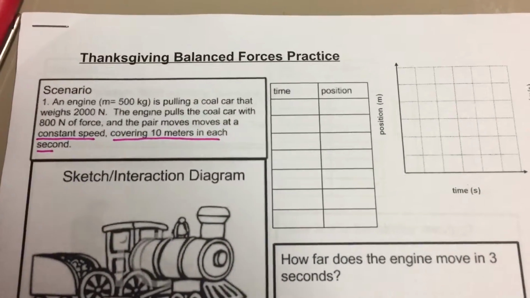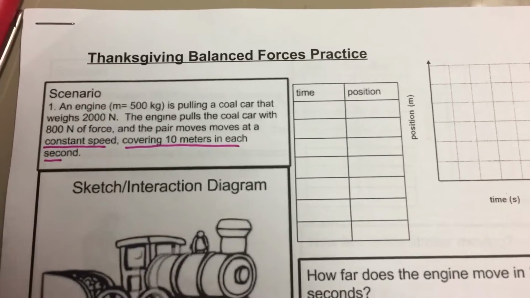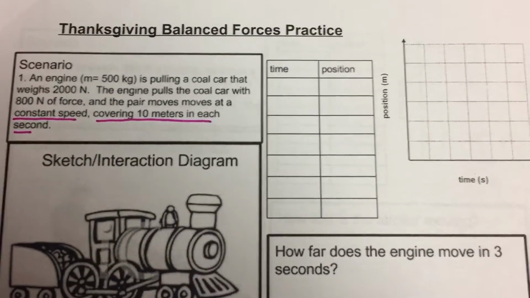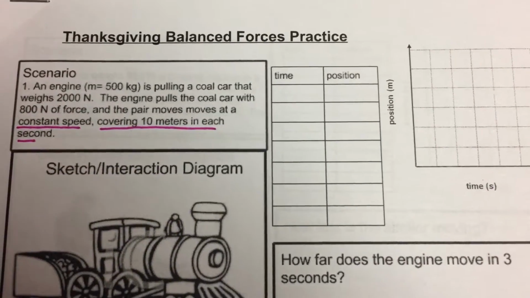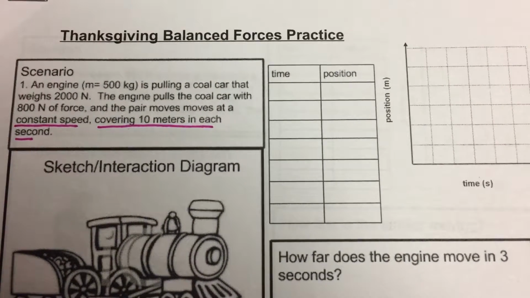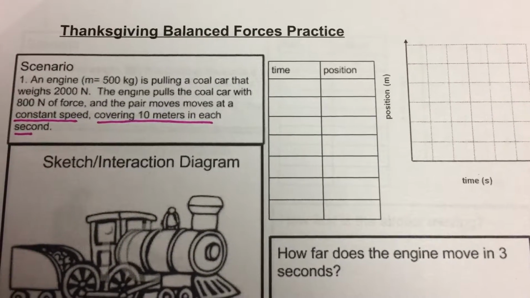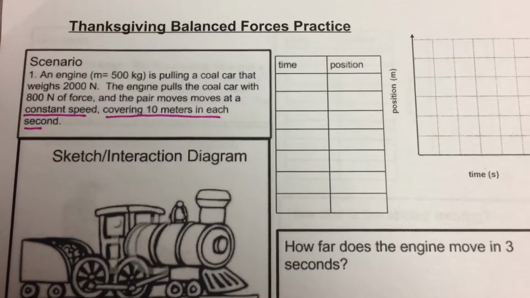We are going to look at the Thanksgiving balance forces practice. Number 1, an engine with a mass of 500 kilograms is pulling a coal car that weighs 2,000 newtons. The engine pulls the coal car with 800 newtons of force, and then the pair moves at a constant speed covering 10 meters in each second.